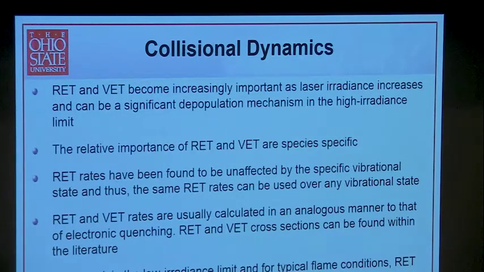They tend to have a lot more uncertainty than collisional quenching rates. Now in general, if we're working within the lower radiance limit, because most of the time we'll work within the linear regime for fluorescence, and for typical flame conditions, RET and VT may be omitted. And again, it really depends on what species you're looking at, so there's no general statement that you can make. Most people will ignore RET and VT for a majority of the experiments.